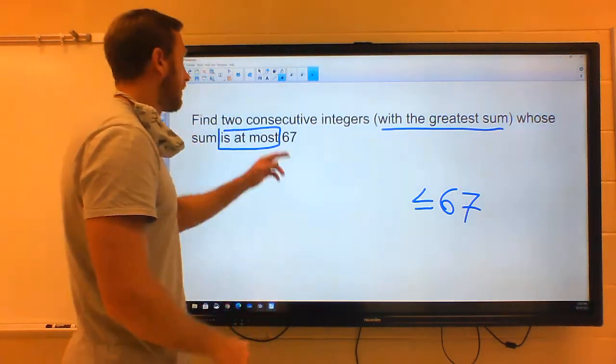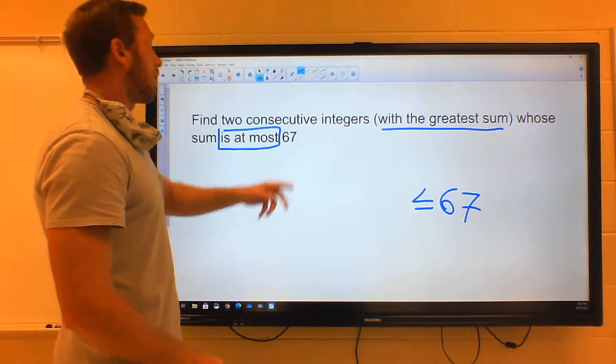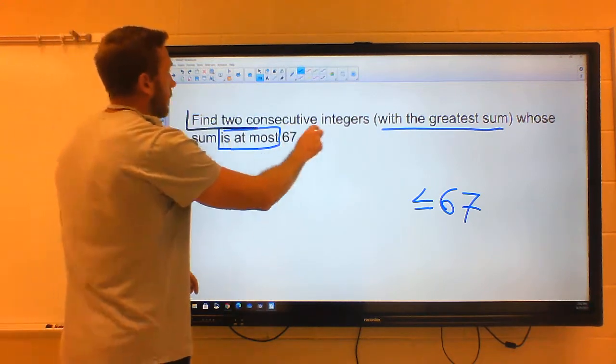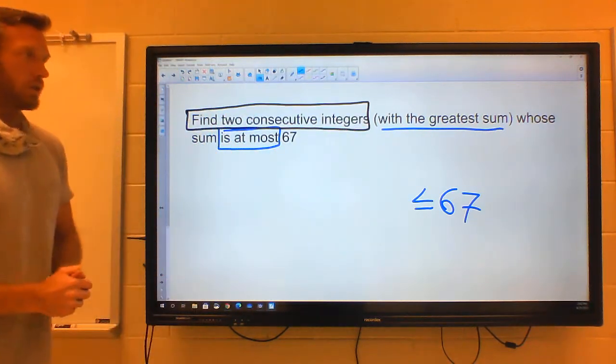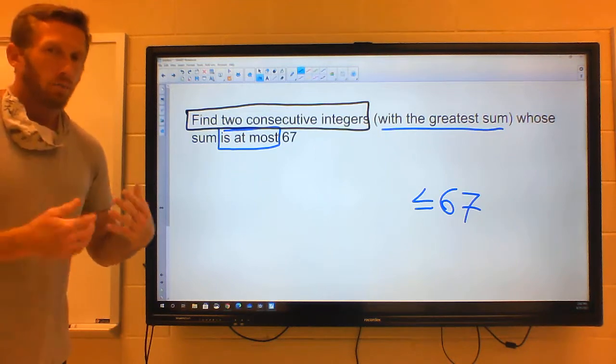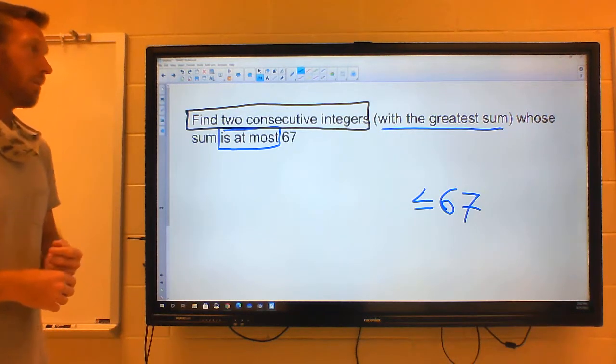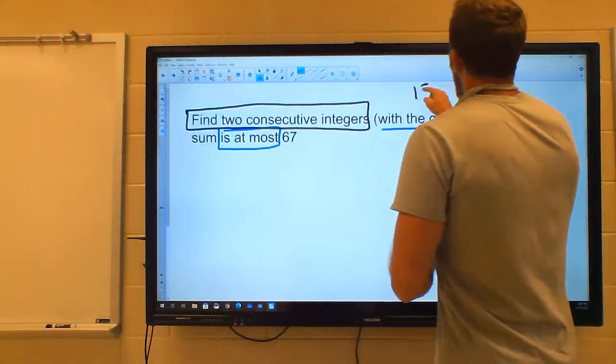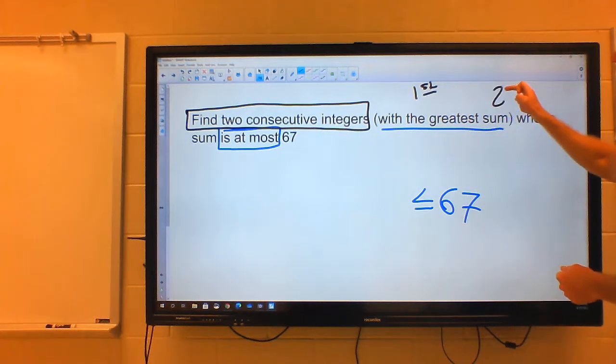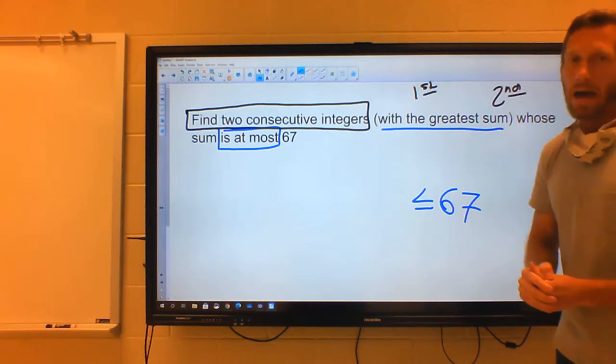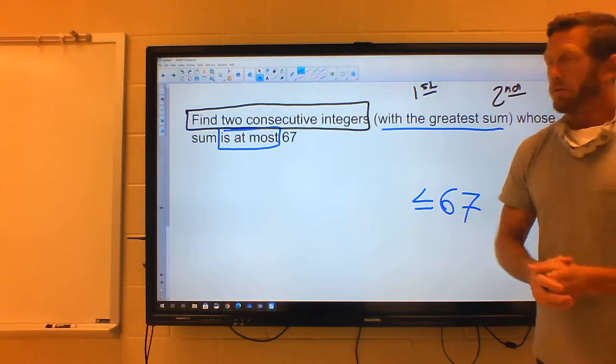That would not be smaller than or equal to 67. But let's solve this mathematically. When we say consecutive integers, there's an algebraic way that we can solve these types of problems. We are going to assign each integer to be a different math unknown.